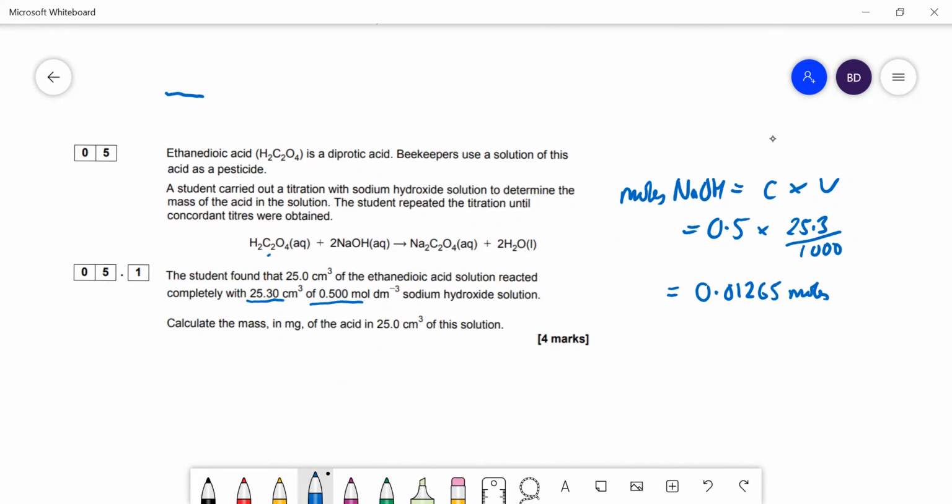Now look at the equation. The molar ratio is 1 to 2. So the moles of ethane dioic acid, C2, well, that's going to be equal to 0.01265 divided by 2, which is equal to 6.325 times 10 to the minus 3. Now, that's the number of moles.